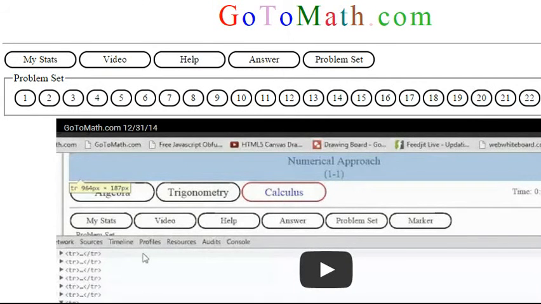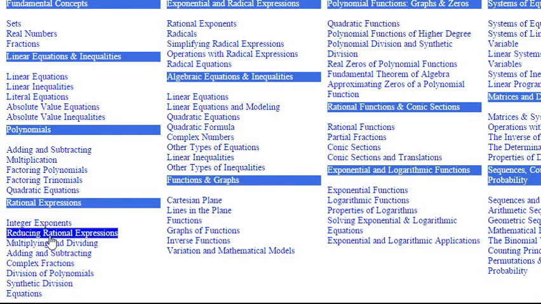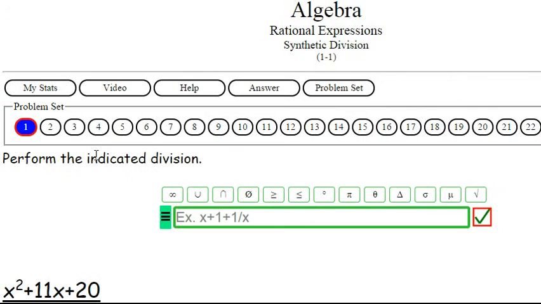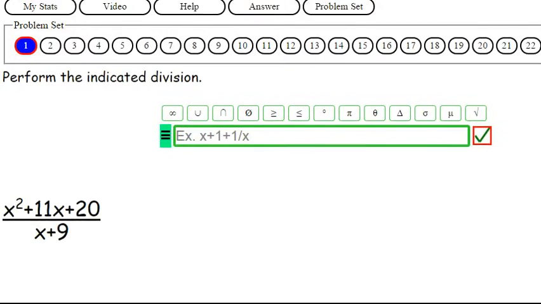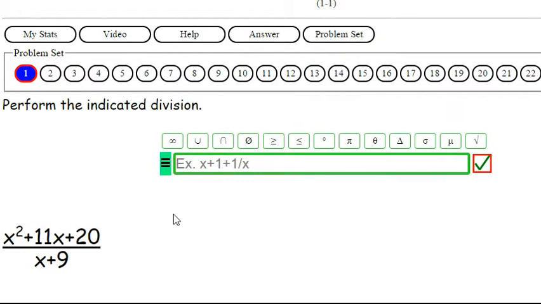Okay, we're at GoToMath.com. Click on the algebra. Let's go down to synthetic division, and we'll click on that. Okay, so it says perform the indicated division. Alright, so we have x squared plus 11x plus 20 over x plus 9. I better write that down.